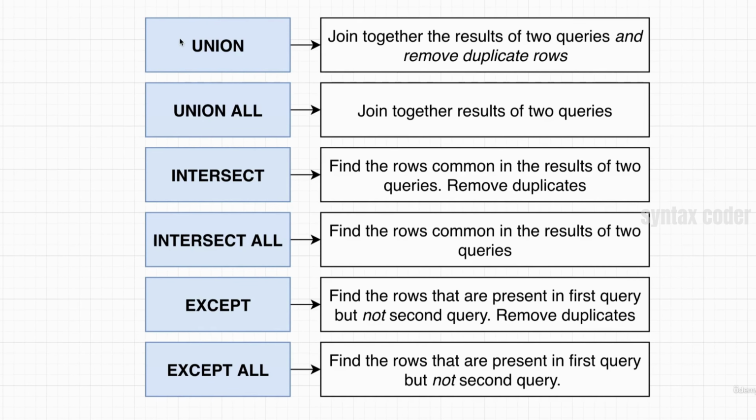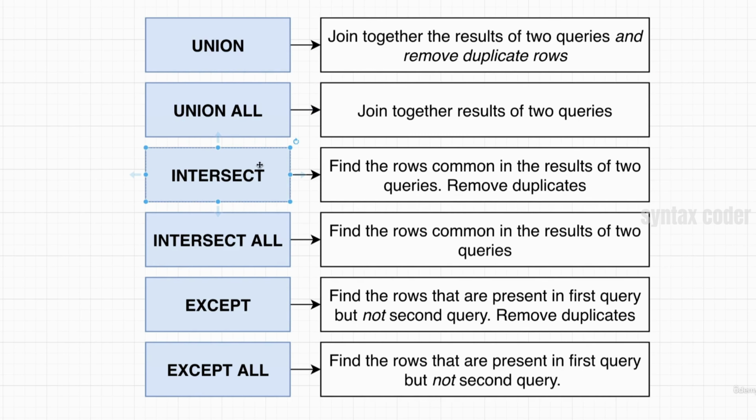Besides the union keyword, there are a couple of other keywords that we use to work with multiple sets of data. Whenever I use the term multiple sets, I'm essentially saying the result of multiple different queries. So we made use of union to join together the results of two different queries, and it also removed duplicated rows. We also took a look at union all, which also meant join together the results of two queries, but that did not remove duplicate rows. In this video, we're going to focus on intersect.